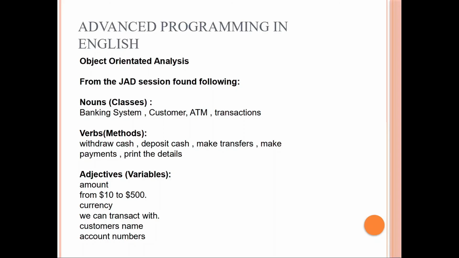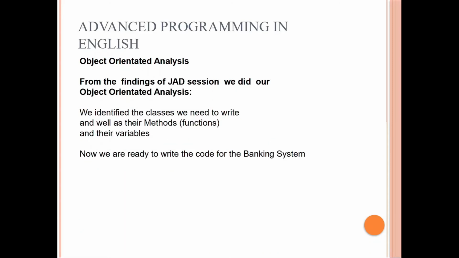In other words, we would have to perform a validation to validate that the banknote placed in the auto teller was one of those currencies that we can transact with. Other adjectives that we identified were customer name and account numbers. So the outcome of that object-orientated analysis, using the results of the JAD session, we identified the classes as well as the functions or methods in Java and their variables. At this point in time, you have enough information to be able to write the code.